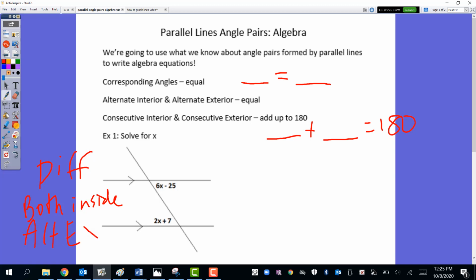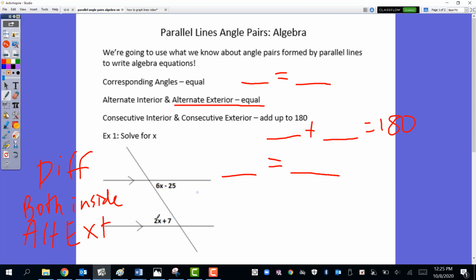If you are still having problems identifying the pair, then you should have those notes in front of you that has the pictures and stuff, the notes from Tuesday. Okay, so if mine are alternate exterior, and it says that they're equal, then my equation should be blank equals blank. Now what am I going to put in these blanks? Well, what are the angles that it says right there? 6x minus 25 and 2x plus 7.